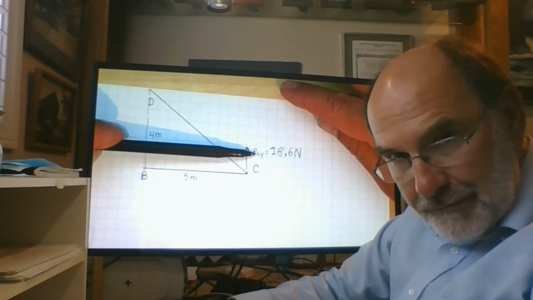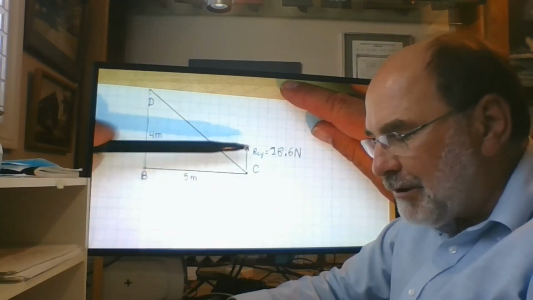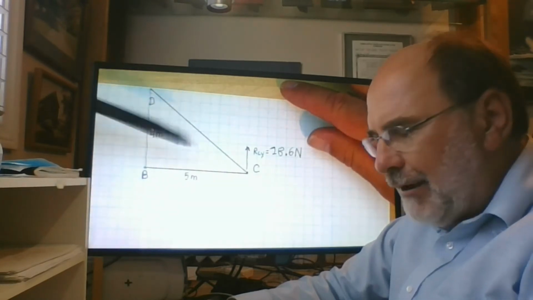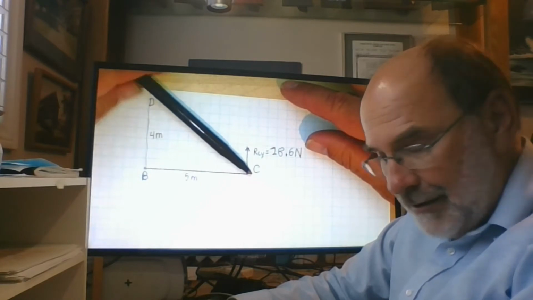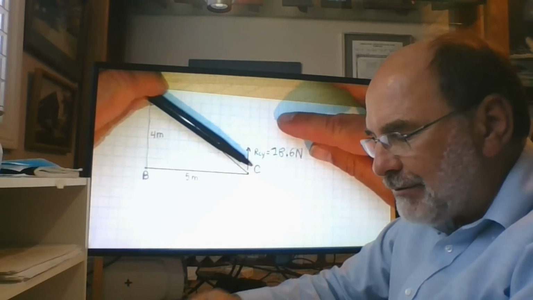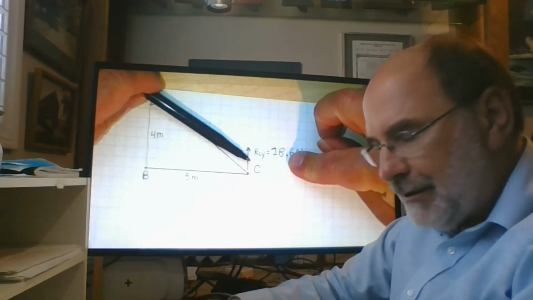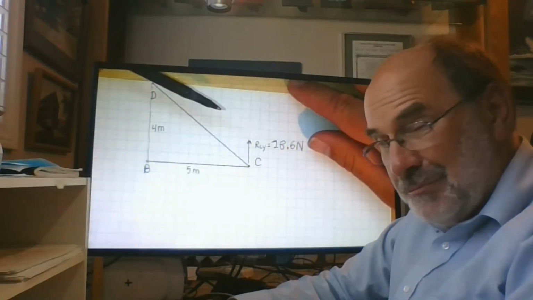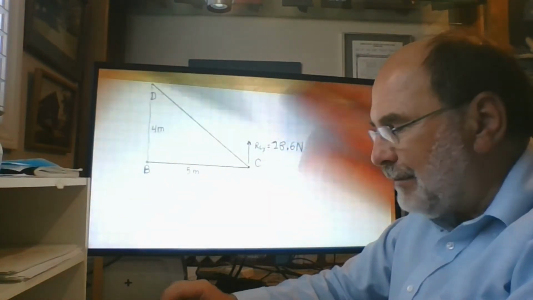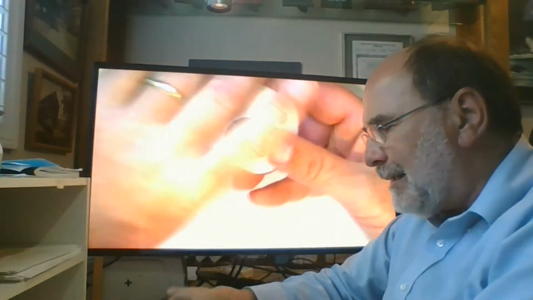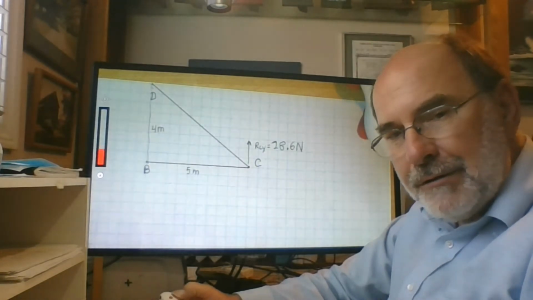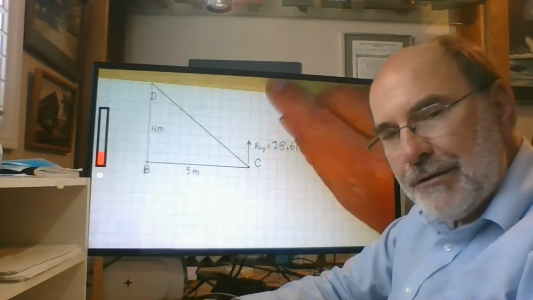The answer is nothing. It can't do anything because it's perpendicular to this vertical force. Therefore, you have to look at DC, this truss member, to analyze how it can cancel out this upward force at point C. And the answer should become apparent to you that D must be pushing down on point C. It's got to be canceling that out with a vertical component equal to 28.6 newtons.